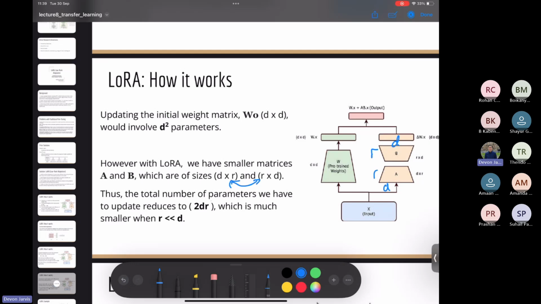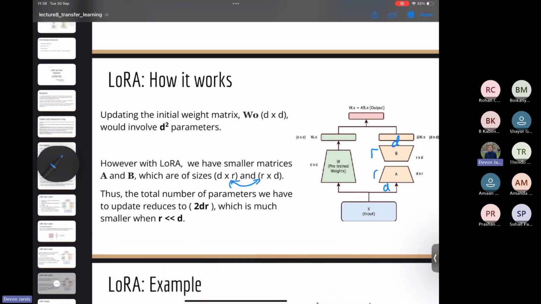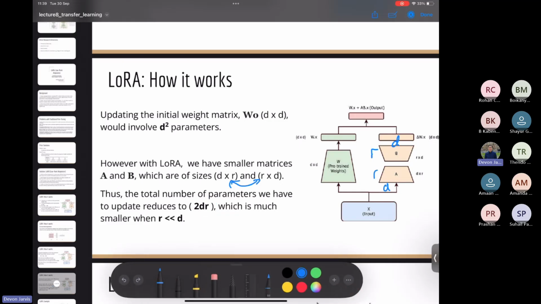And so you get 2 D times R. If your R value is much, much smaller than D, if you're going through a very low rank approximation, then you're going to be much, much more parameter efficient.